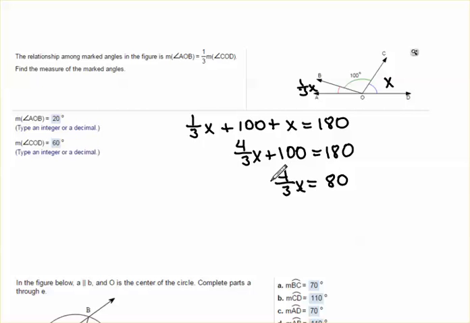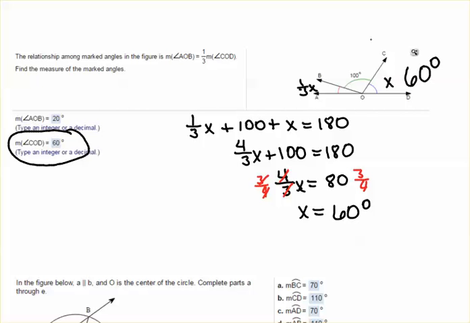And then if I multiply both sides by 3/4, so that the left side would cancel out, we're left with x equals 80 times 3 divided by 4, which is 60 degrees. So that tells us that this measurement here is a 60-degree angle, which is what we have, and that this measurement is 1/3 of that, which would make a 20-degree angle, which is what we have.